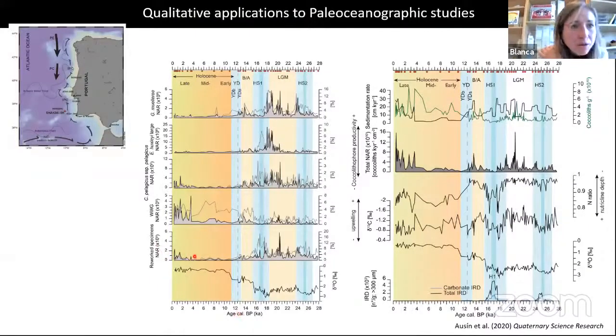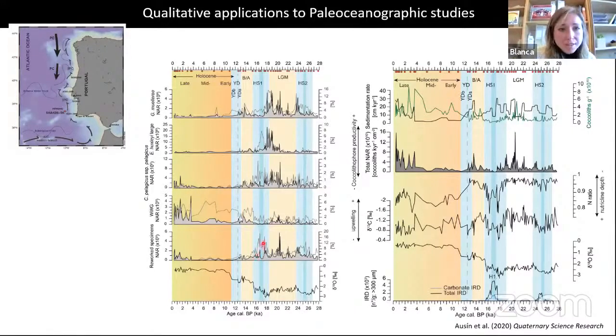Yeah, so the reworked specimens. What I usually find, especially in this region, in the Southwest Iberian margin, is that they become more abundant in the nannofossil assemblage during Greenland stadials. And this has been attributed to lateral transport by intermediate nepheloid layers during these periods, because the intermediate nepheloid layer was a little bit deeper, and then it was raining these laterally transported particles over our site.